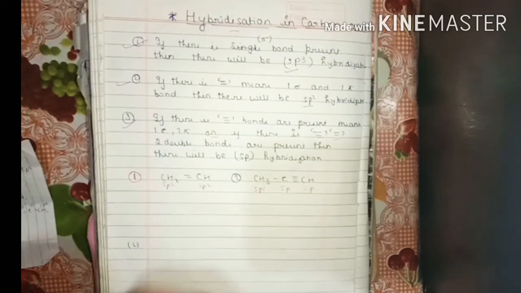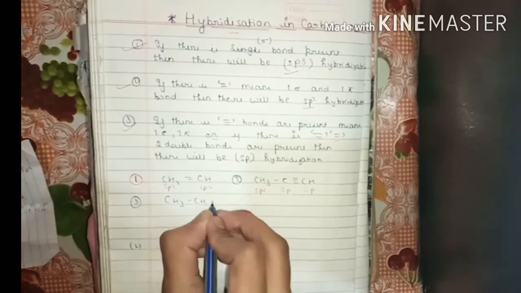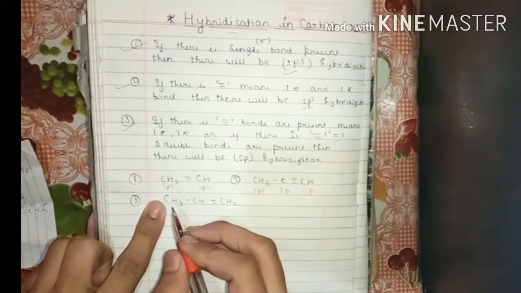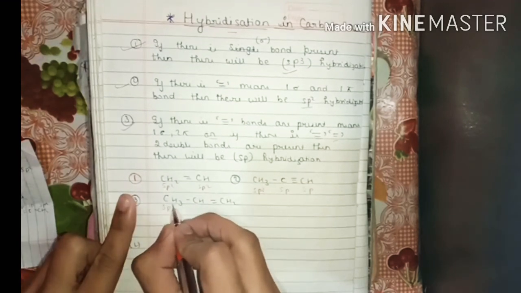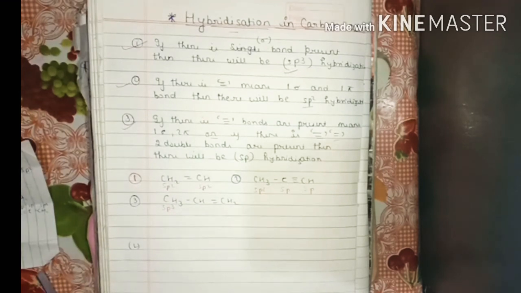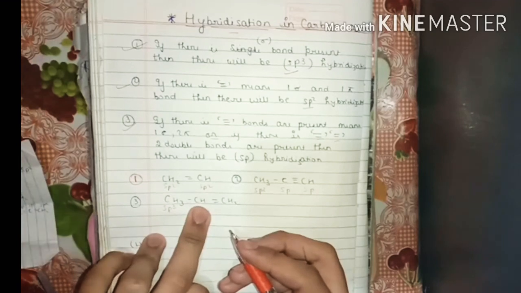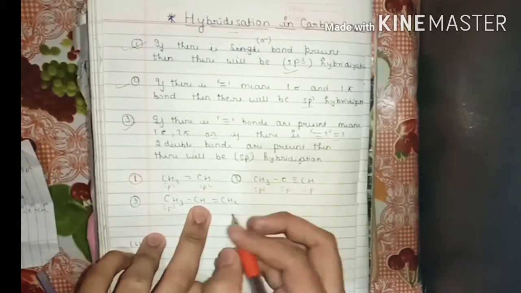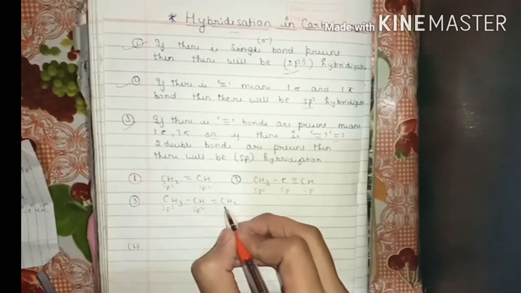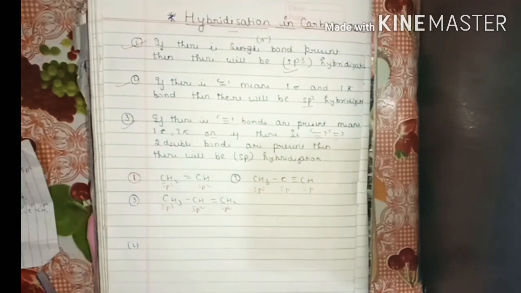Now we will see one more example, CH3 CH double bond CH2. What will be the hybridization on this carbon atom? sp3 hybridization, because there is a single bond present, means sigma bond present. On this carbon atom, sp2 hybridization, because there is a double bond present. On this carbon atom, due to the double bond, there will also be sp2 hybridization.